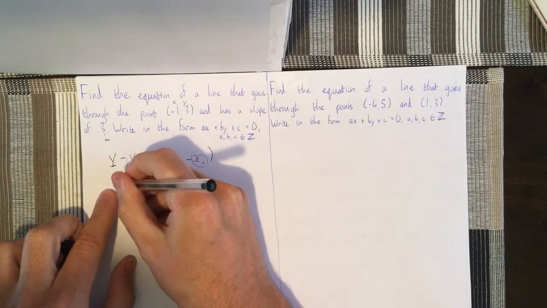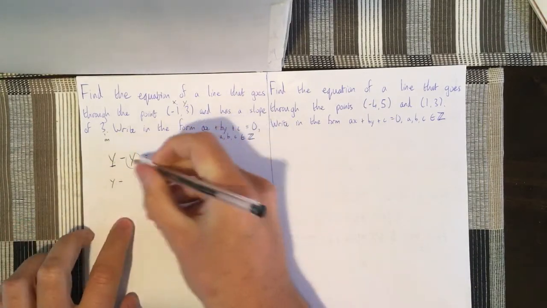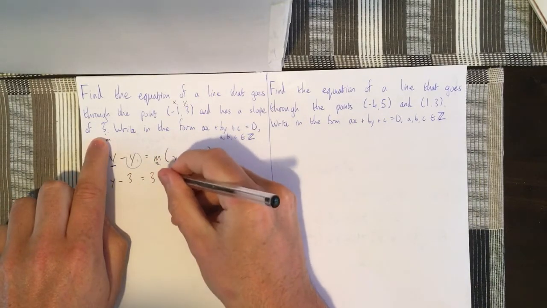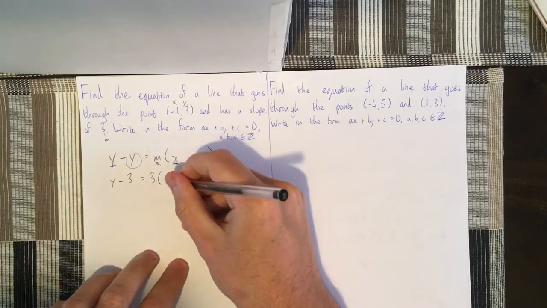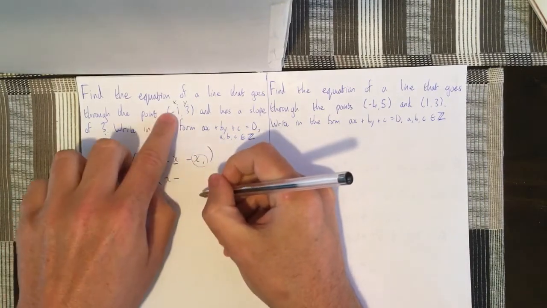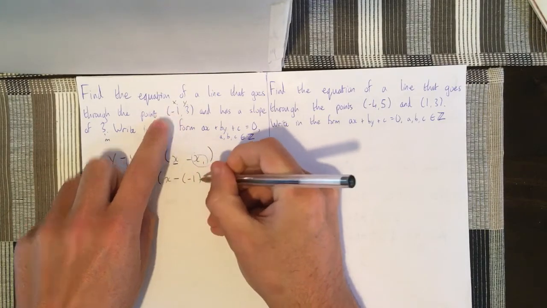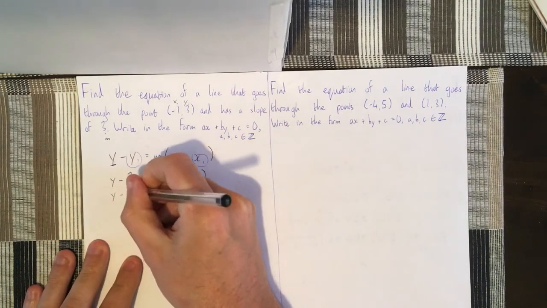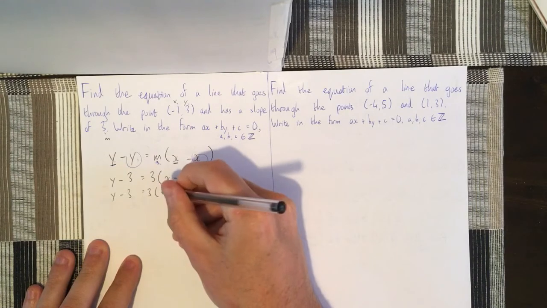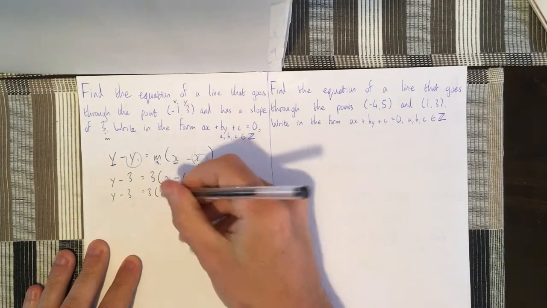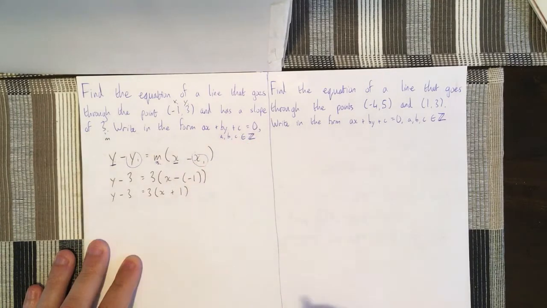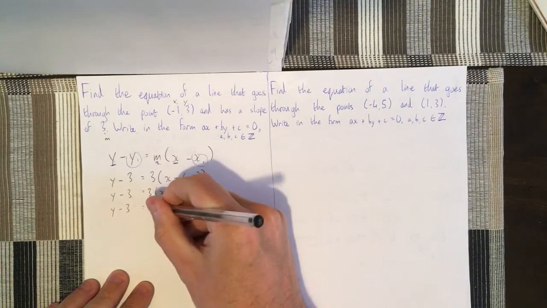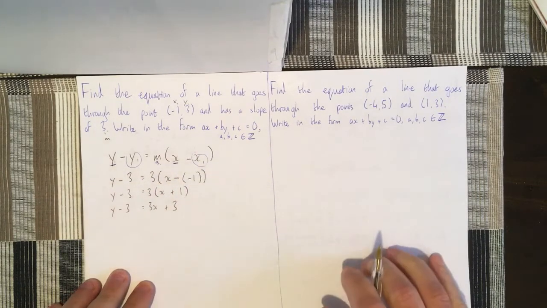So y minus y1 is y minus 3 equals m, the slope is 3, on x minus, in the formula, and then this point is minus as well. So you end up with minus 1, kind of a double negative there. Two minuses together make a plus, so that's x plus 1. All right, let's do our multiplying out now. y minus 3 equals 3x plus 3.